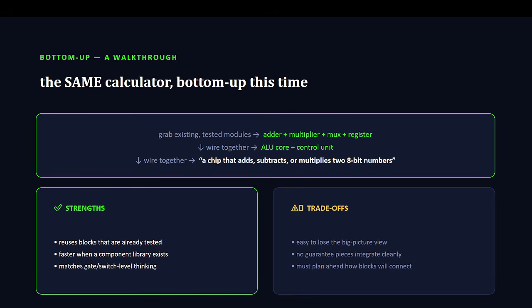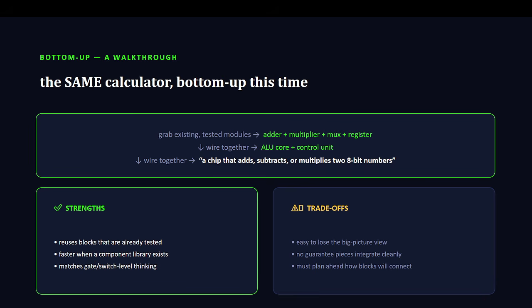Then you wire those together and what pops out the other end is, surprise, a chip that adds, subtracts or multiplies 8-bit numbers. Same final specification as before, completely different journey to get there.